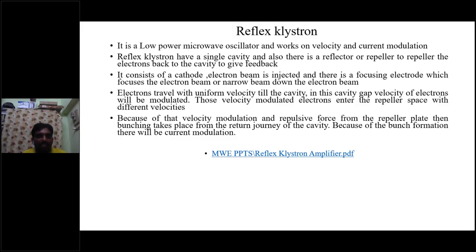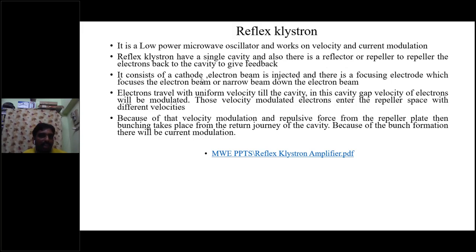That's why this is one of the devices, and we can observe in our laboratory the physical view of that reflex klystron. First, why do we go for this reflex klystron? What are the advantages compared to our two cavity klystron? First, it is a low power microwave oscillator and works on velocity and current modulation, same as previously, but it is operated as a low power microwave oscillator. Another feature is that it is operated with a repeller to repel electrons, and a reflector gives a feedback system.